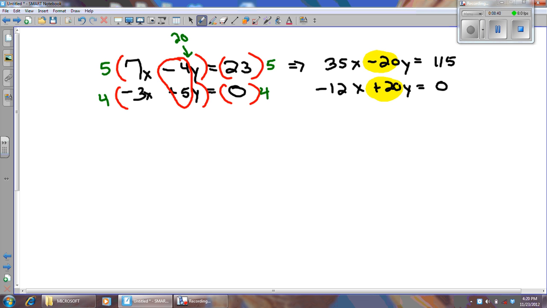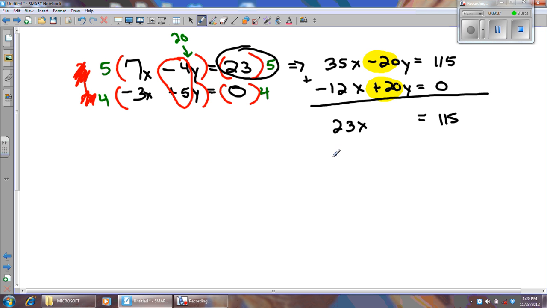Had I decided to get rid of the x's, I would need the least common multiple of 3 and 7, which would be 21, in which case I would have multiplied by 3 here and by 7 there. But I didn't do it that way. I thought it would be easier to do it this way. All right, so let's do some addition. And let's get 23x and 115. Now, if I've been paying attention to my own work, I know right there I multiplied 23 times 5 and got 115. So when I divide by 23 on both sides, I'm going to get x equals 5.